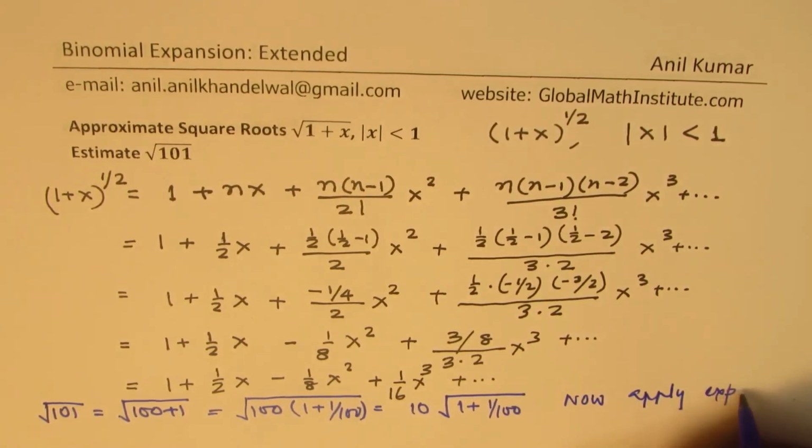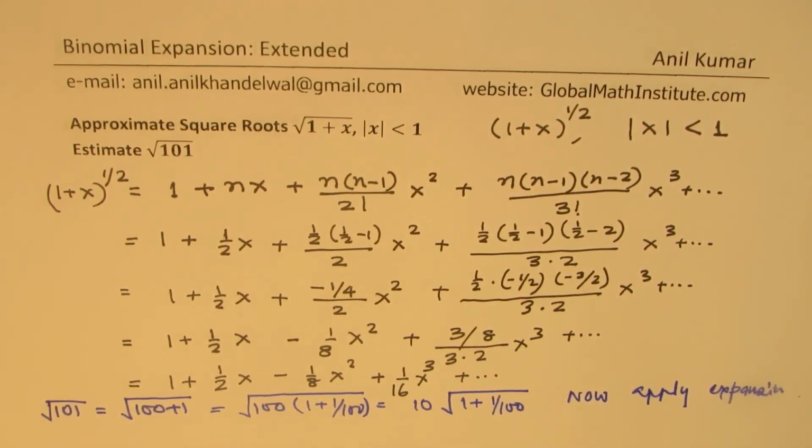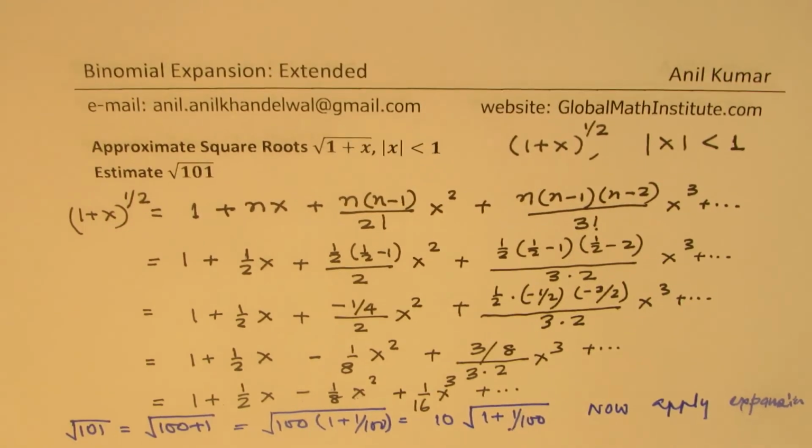So now apply the expansion and calculate, right? I leave this for you to calculate. I hope the concept is clear to you. You can even use just these 3 terms, right? So you get 10 times the square root part, which is 1 plus half x minus 1 over 8 x squared, right? When you substitute, you'll get the answer for the square root of 101, correct? So I'm leaving it here for you to explore. Perfect? We'll get back to such questions later.